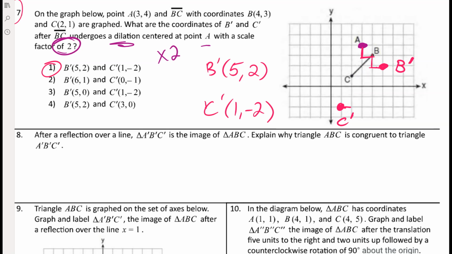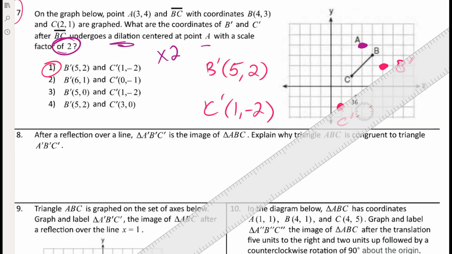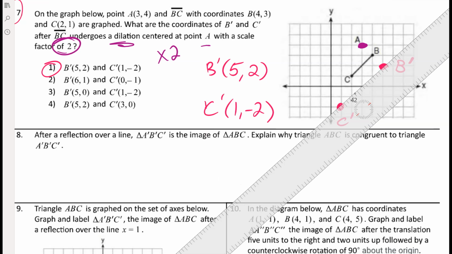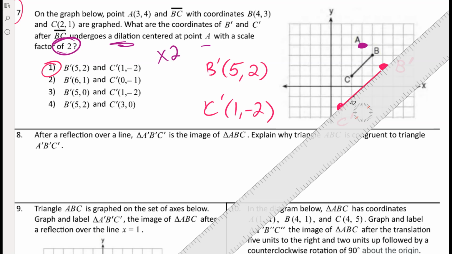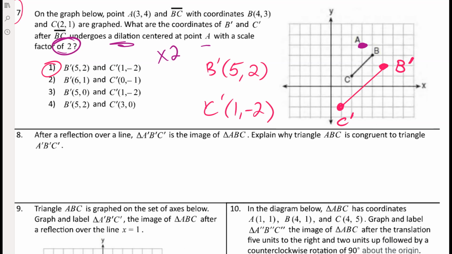Now, you'll be able to check to see if you did a dilation correctly, because if you connect your image points, you should notice that what you ended up with is roughly parallel to what you started with. Mine's a little bit off here based on how I connected it, but it should also be twice the length. So if I were to find the length from B to C using the distance formula, it should be half of what B'C' is. And it looks like that's about the case here.